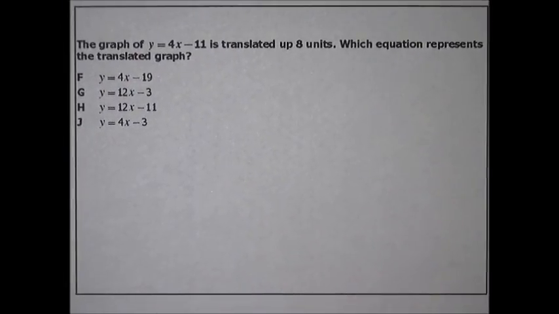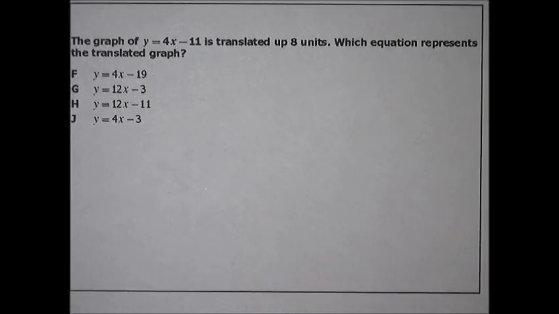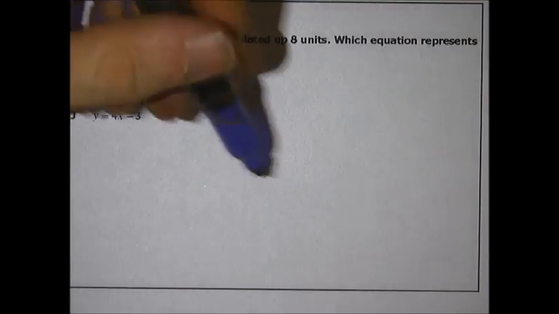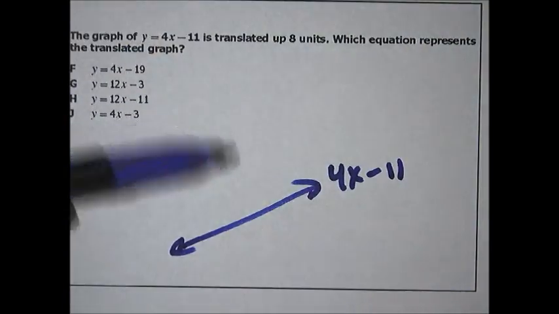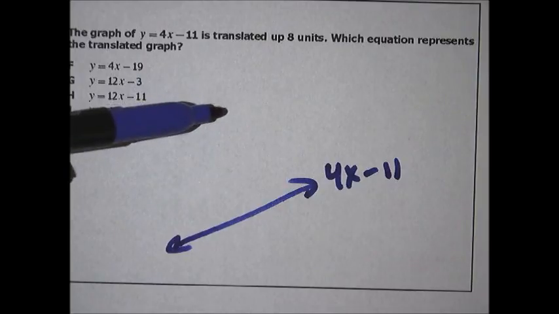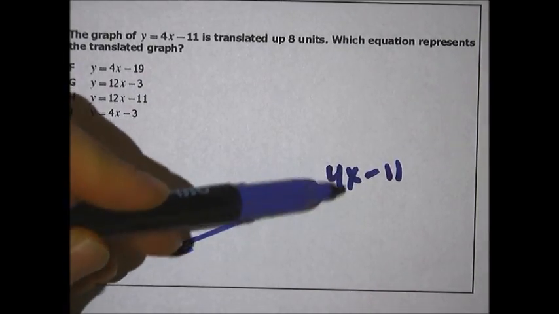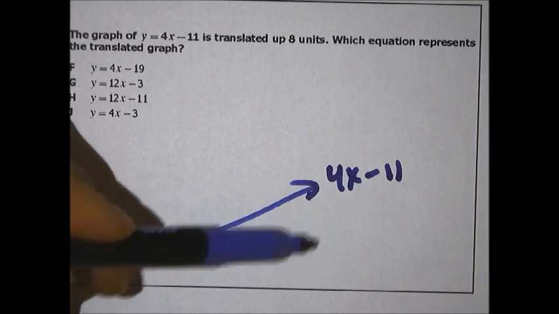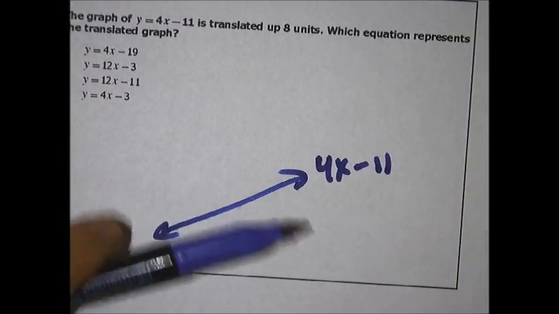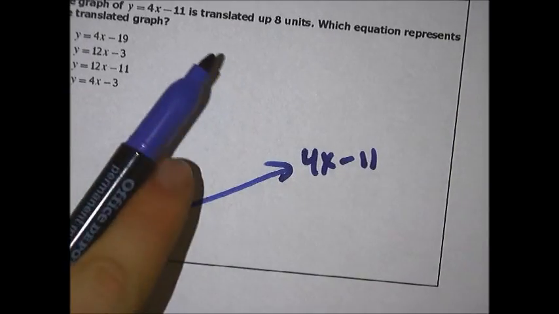The graph of y equals 4x minus 11 is translated up 8 units. So 4x minus 11 is a line. So that's the line of 4x minus 11. And I want to move this up 8 units. You have to think about what you have in a line. 4x, mx plus b. 4 is your slope. So I wouldn't want to change my slope. That wouldn't move it up 8 units. That would just change my line in the direction that it goes.